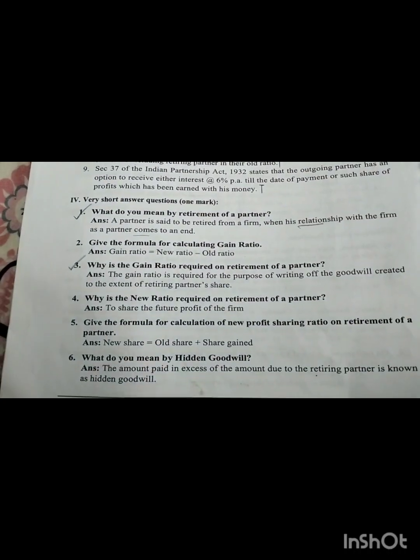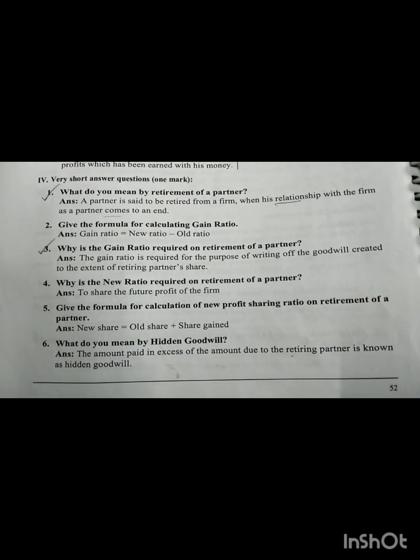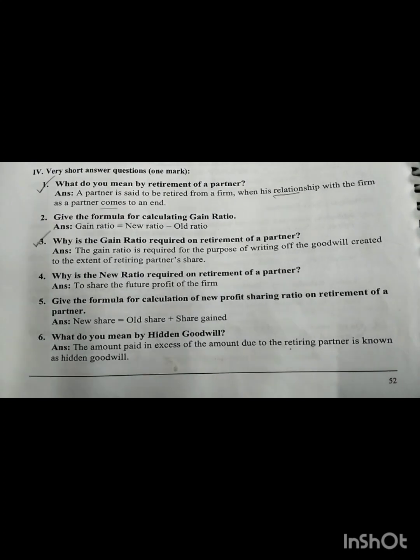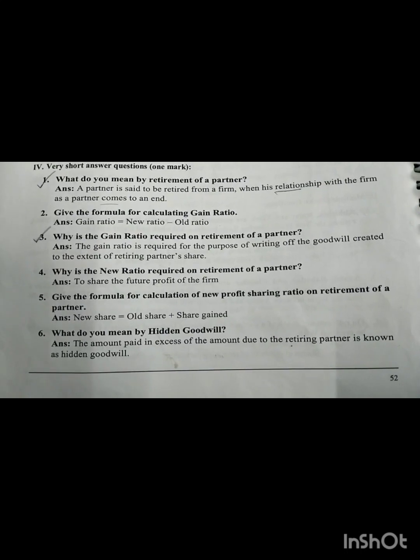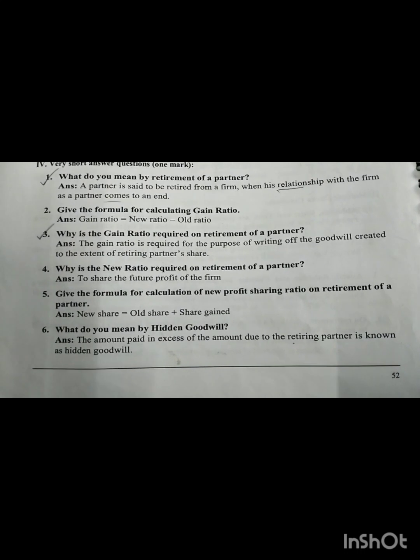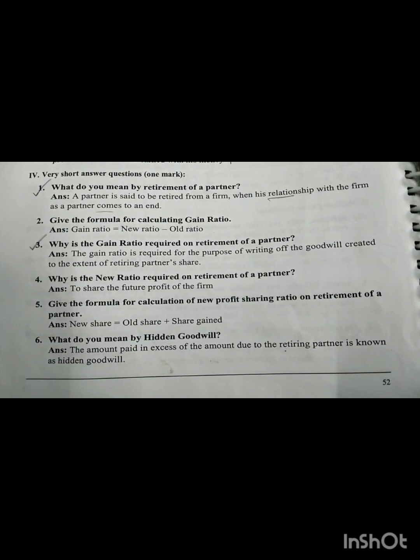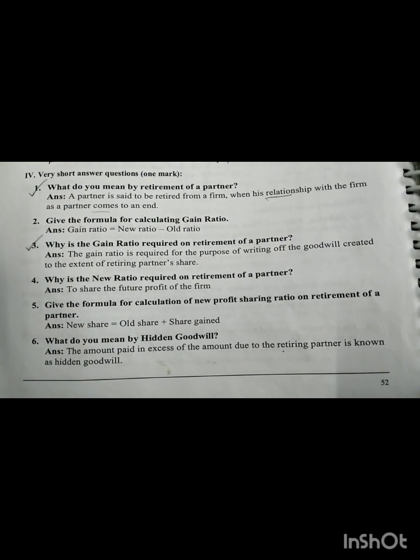So these are the 1 markers and the 2 markers from the retirement and the dissolution of a partner. So what do you mean by retirement? A partner is said to be retired when his relationship with the firm as a partner comes to an end. Gain ratio, the formula is new ratio minus old ratio. Why is the gain ratio required on retirement of a partner? It is required for the purpose of writing off the goodwill created to the extent of retiring partner's share.